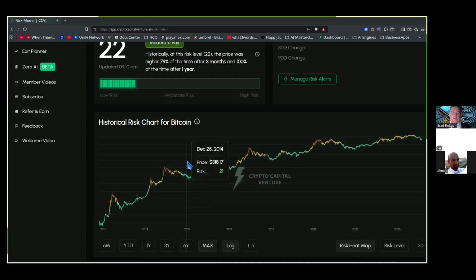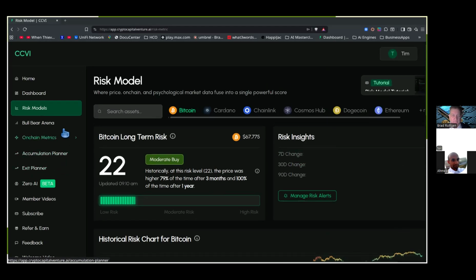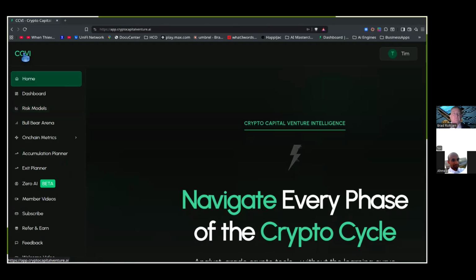Well, it's cryptocapitalventure.ai. Okay. And I don't even know what the heck he calls it. Oh, Crypto Capital Venture Intelligence. Okay. So that's where the CCVI comes from. CCVI. Got it. Crypto Capital Venture is the business that he has.